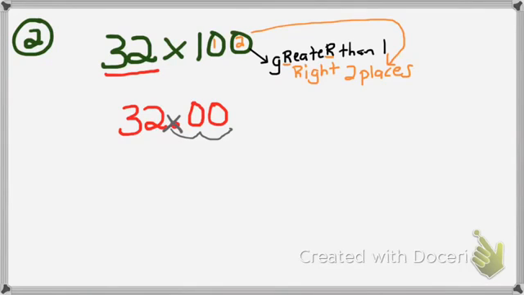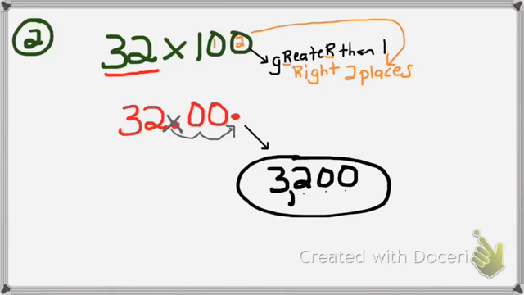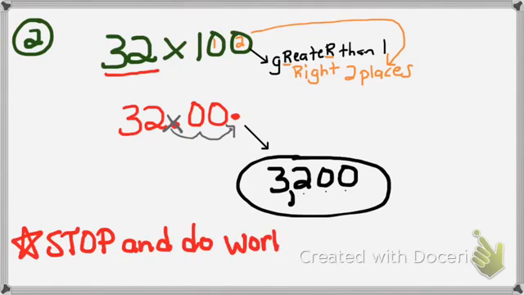Now I can move my decimal 2 places, put it back in, and my final answer will be 3200. Again, in my final answer, I do see that there are more than 3 digits, so I'm going to count from right to left or count backward. Every 3 digits, I put a comma. 1, 2, 3. There's my comma. My final answer will be 3,200. I could have a decimal at the end if I'd like. I'm choosing not to. Please stop and complete worksheet number 2.